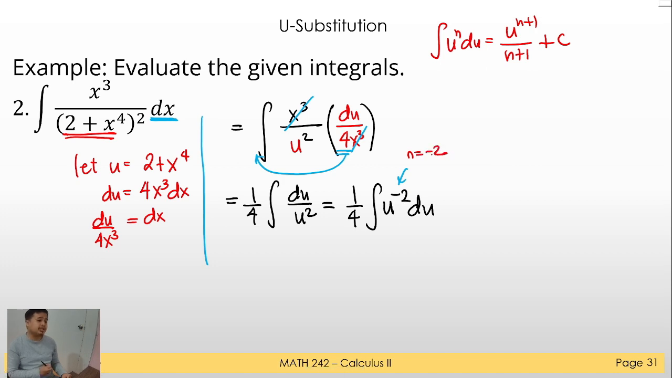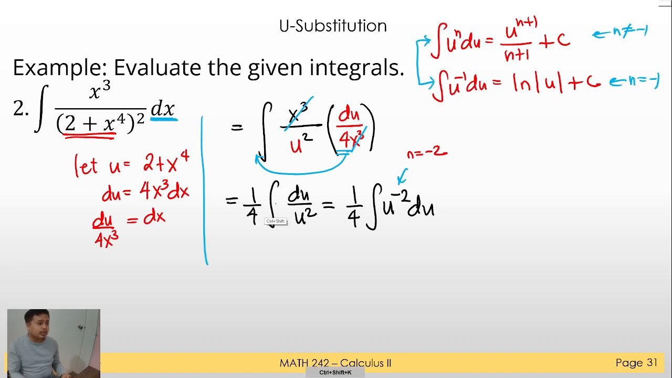So n can be negative. It could be negative, it could be positive, it could be rational, it could be irrational, except it could not be negative 1. If the n is negative 1, again, the integral of u raised to negative 1 du is equal to ln of u plus c. Okay, again, n is not equal to negative 1 in the power rule, while in this other case n is equal to negative 1. So we have two formulas for polynomial functions. Okay, so let's simplify this.